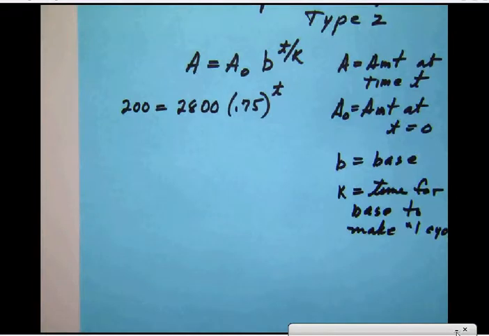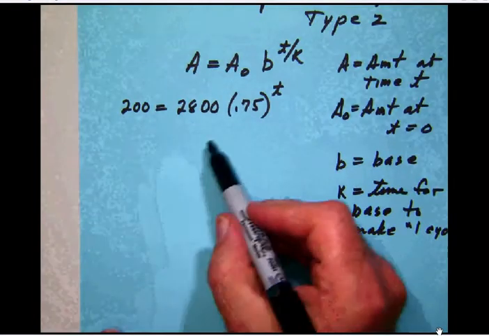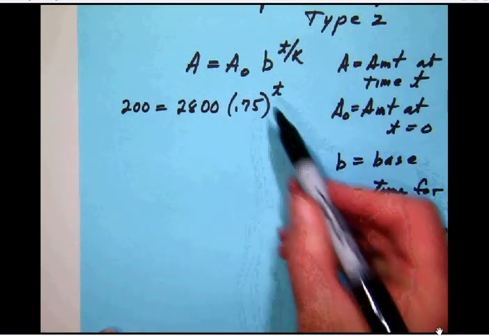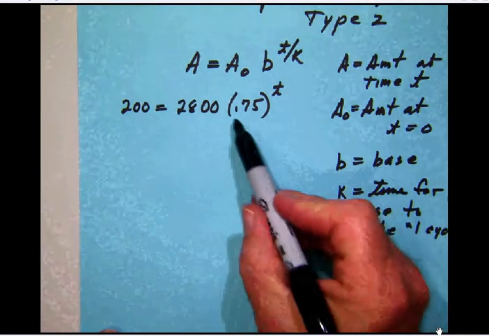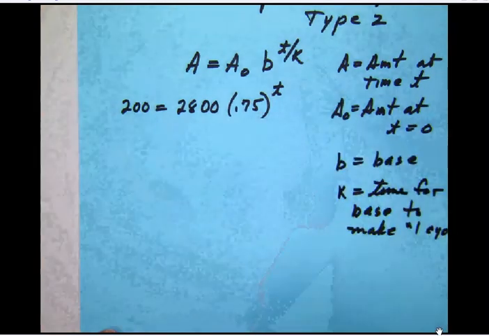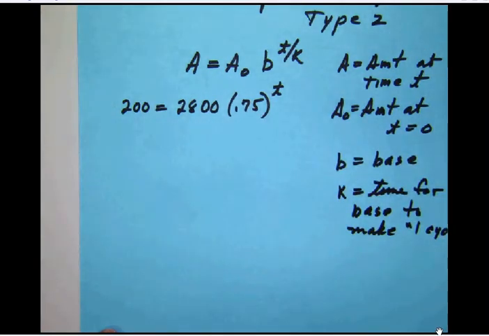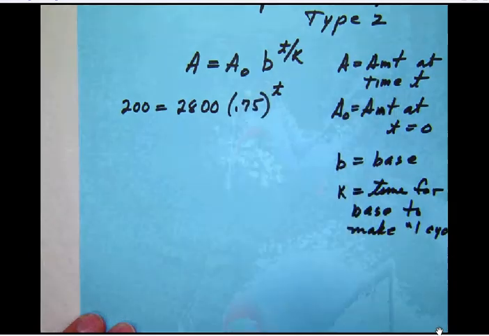So we will have 200 equals 2800 times 0.75 to the t. Since this 0.75 happens every year, one cycle is simply 1, so the K just goes away in this case. Notice that we can divide both sides by 2800. We'd like to isolate this exponential term every time.